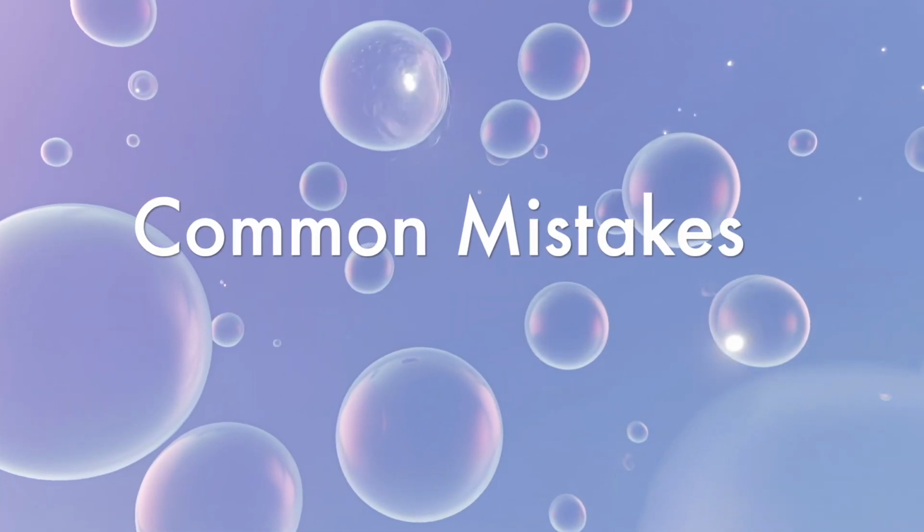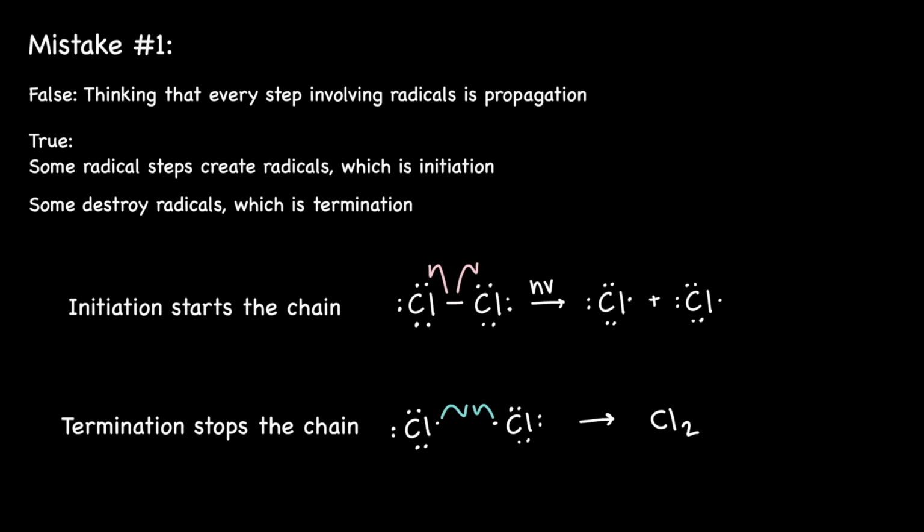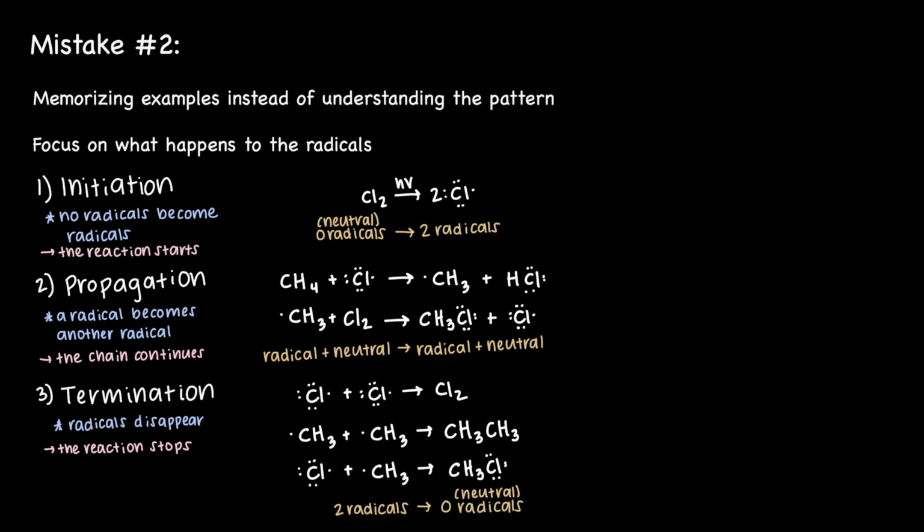Now let's discuss common mistakes. Mistake number 1. Thinking that every step involving radicals is propagation. Not true. Some radical steps create radicals, which is initiation. Some destroy radicals, which is termination. Mistake number 2. Memorizing examples instead of understanding the pattern. Focus on what happens to the radicals. That will always tell you the answer.